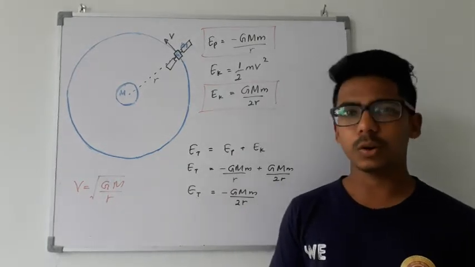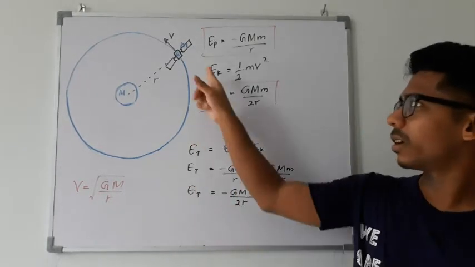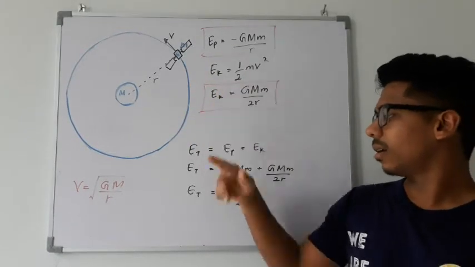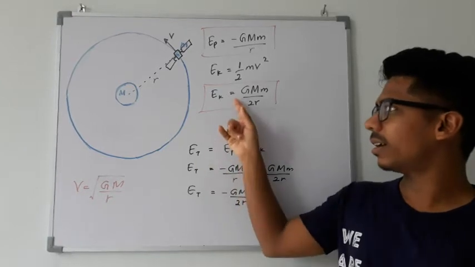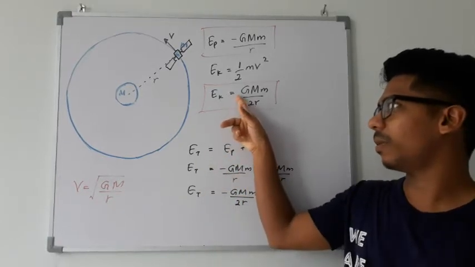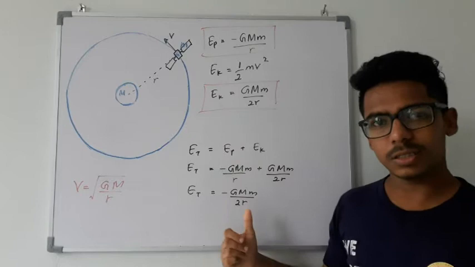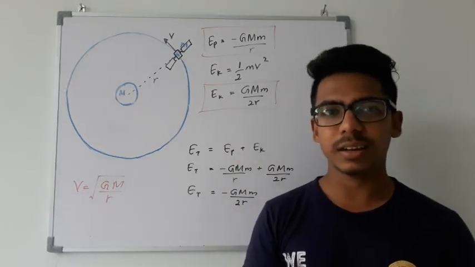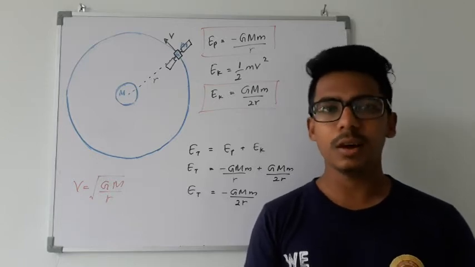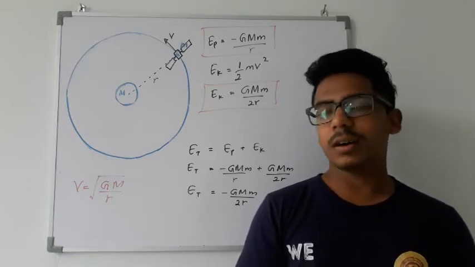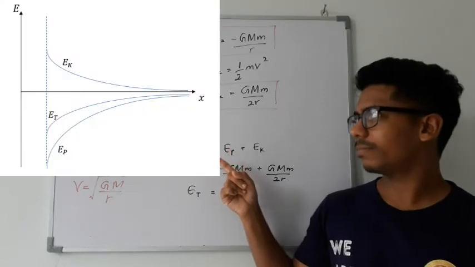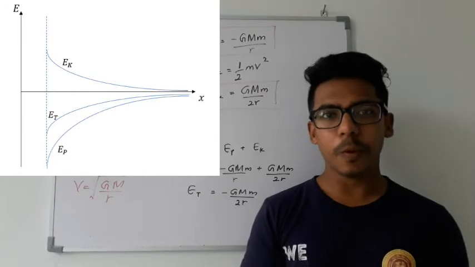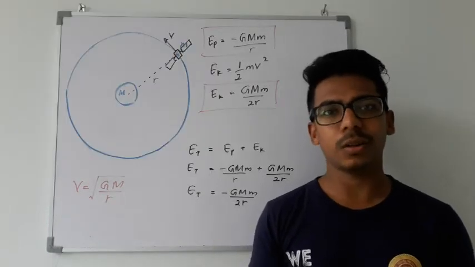Here we can note several things: the potential energy is twice the kinetic energy but negative, and the total energy and kinetic energy are equal in value but opposite in sign, here plus GMm over 2r and this is minus GMm over 2r. Next we will see how the potential energy, kinetic energy and total energy of a satellite vary with distance. It's given by this figure. You are always free to pause the video and look for a longer time.